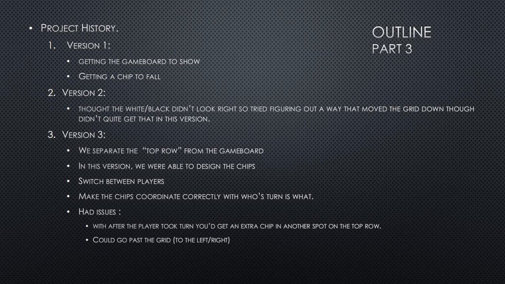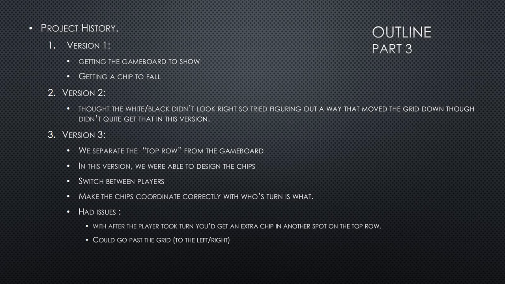So for version 1, we were just focusing on trying to get the game board to show and getting a chip to fall. We weren't worried about trying to get the matching part done, none of that sort of thing yet. Version 2, we were starting to play around with how we wanted to get the top row to show. We tried to do it with everything tied in one array, and it didn't work too well. So we'll show how that works in version 2 and version 3 here.